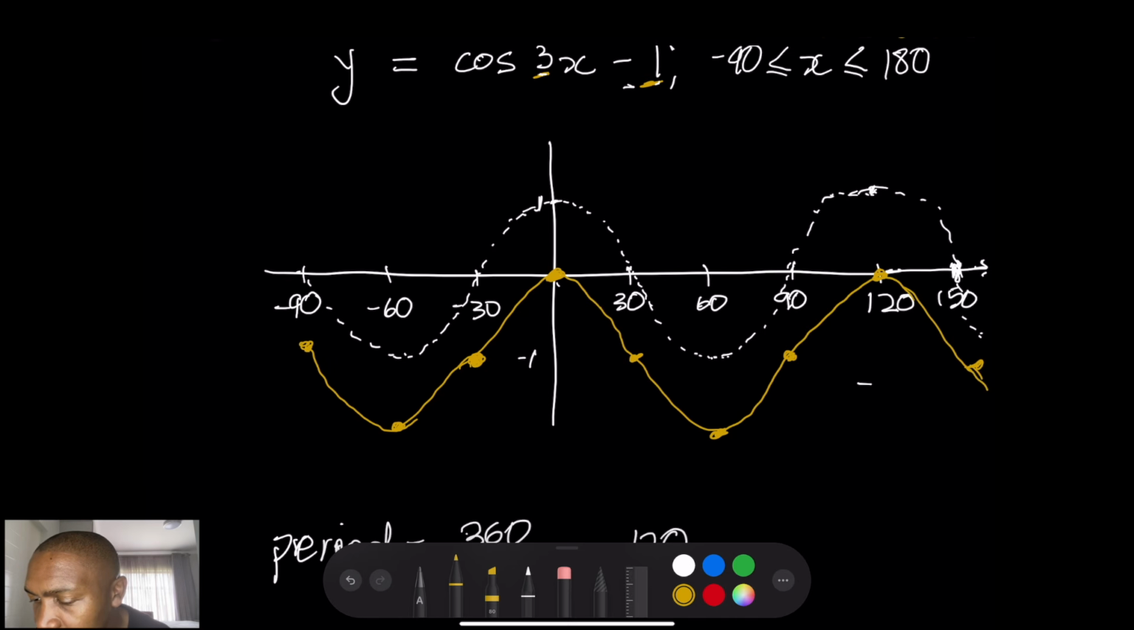And essentially that is what our graph would look like. All right, so the actual answer is the yellow graph. Okay, so that is what our graph would look like. Ladies and gents, I am hoping that you are getting the gist of what we're trying to do.